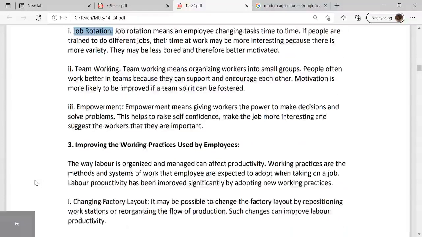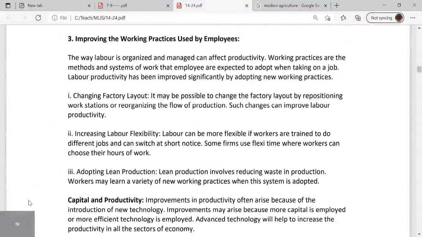Okay, then we have team working. When workers work in teams, there will be a competitive environment between different teams and team spirit among them. This will again increase the productivity. We have empowerment. If you give decision making powers to the worker, it raises their confidence and increases their involvement, and output rises. Modern working practices include changing the factory layout, increasing labor flexibility, and adopting lean production. All of these techniques are related to production, and most likely they will increase the productivity.